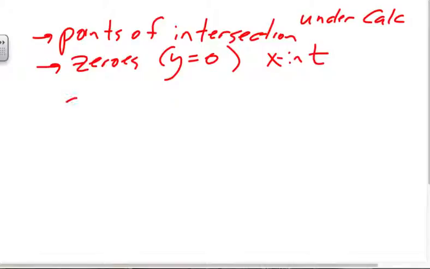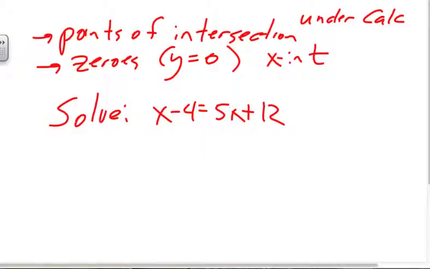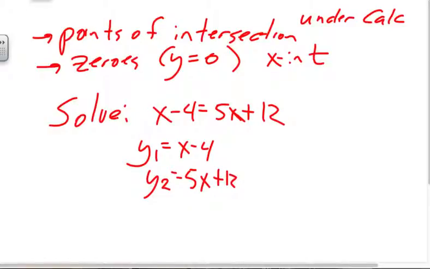Okay, let's take a look at how you can actually use these things to solve. So you need to solve this guy. Now, this is a simple little Algebra 1 problem, but you can actually put this in your calculator. You do y1 equals x minus 4. y2 is what's on the other side of the equation, 5x plus 12. You put that in, and then find the intersection.